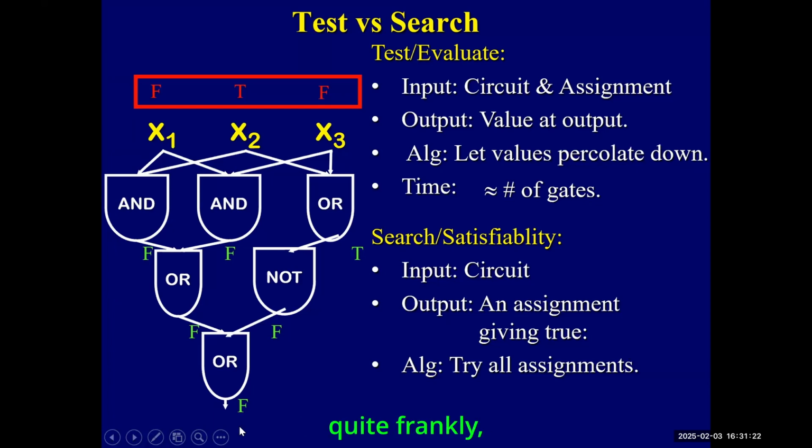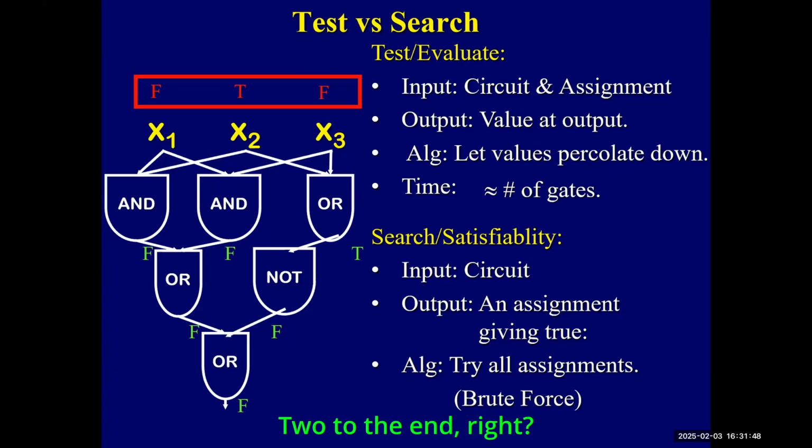In fact, quite frankly, it's the only algorithm that we know: you try all possible assignments. It's called brute force. You're trying them all. Suppose we have n bits of input here. How many assignments are there? Two to the n. There's 2 choices for the first, 2 choices for the next, 2 for the next, 2 times 2 times 2, so there are 2 to the n assignments.